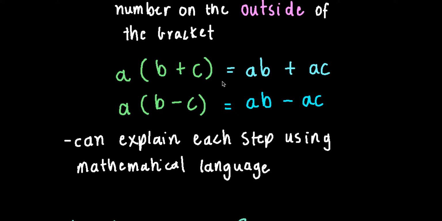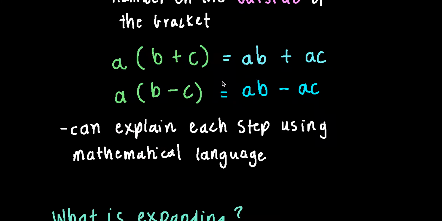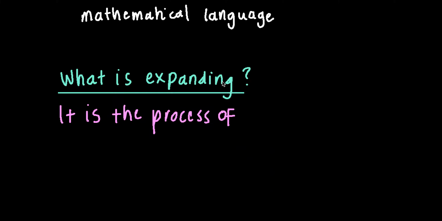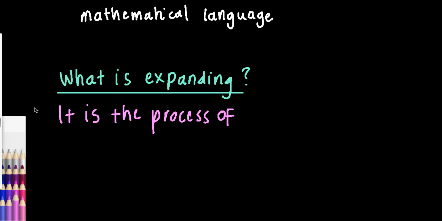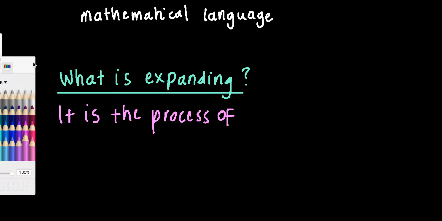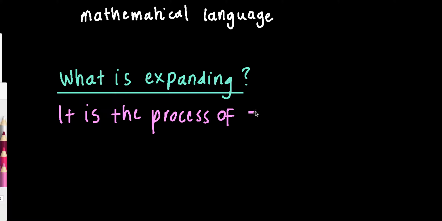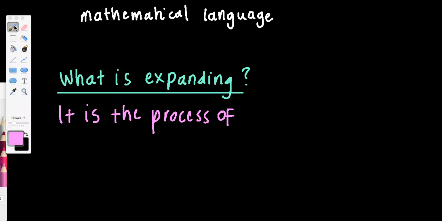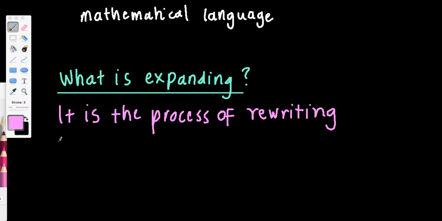So in terms of what expanding actually is, just as a reminder, it is the process of rewriting an expression. So we're not changing what the value of that expression is. And that's what's really important. We're writing something that's equivalent. So we're rewriting an expression, but we're doing that without the bracket.